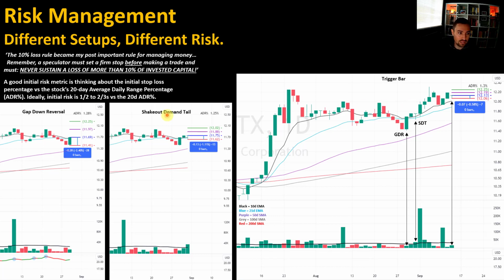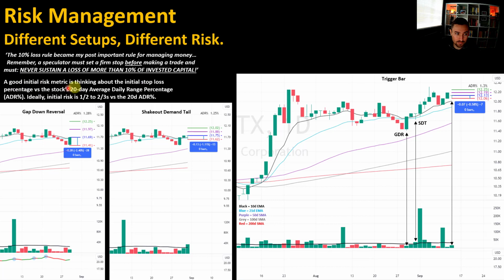So we're going to talk about the risk a little bit and I'll just read this out to you. This is a quote by Livermore: The 10% loss rule became my most important rule for managing money. Remember, a speculator must set a firm stop before making a trade and must never sustain a loss of more than 10% of investor capital. It's very, very rare that I will have an initial stop loss anywhere near 10%.